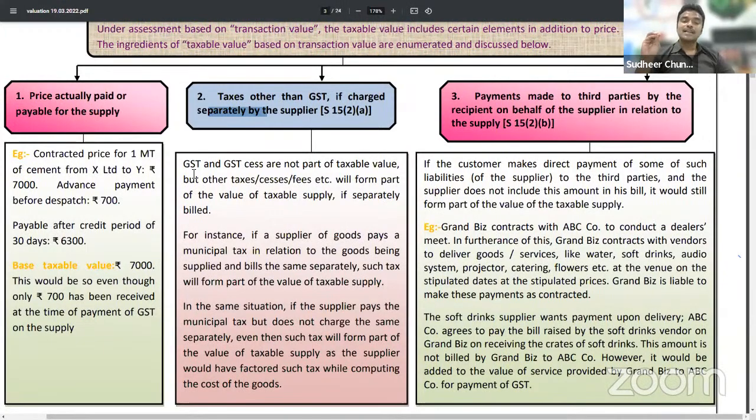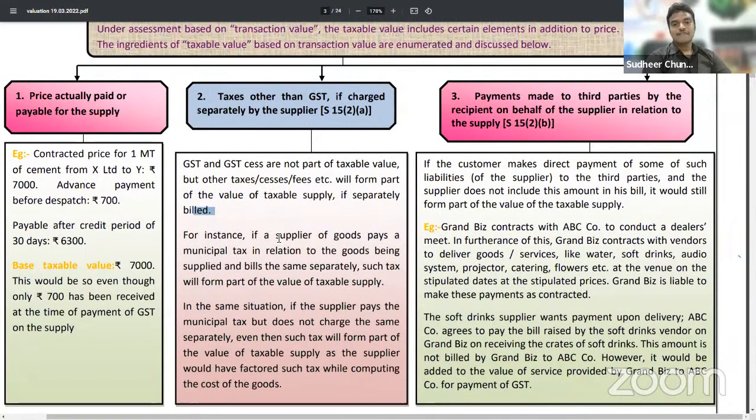No sir, actually the owner is only paying municipal taxes. That means this 12 lakhs rent is inclusive of municipal tax. Then again, specifically we need not add municipal taxes. Sir, when do we need to add taxes other than GST? Because now we are discussing GST only. Taxes other than GST, any taxes charged by the supplier. Just now I have given you municipal tax as an example. If charged by the supplier, then we have to include this in the value of the supply. GST does not form part of the taxable value, but other taxes will form part of the value of the taxable supply if separately billed.